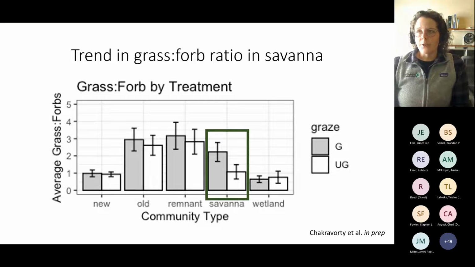We also saw a trend with the grass to forb ratio in the savannas. The grazed plots had a slightly higher grass to forb ratio. Again, this also is represented in the pre-bison baseline data, and it's a trend that we're looking to examine over time. It is currently not statistically significant.